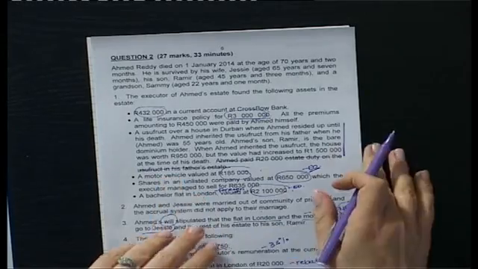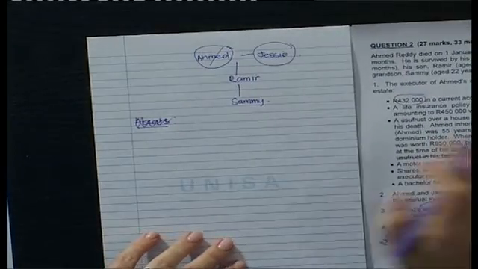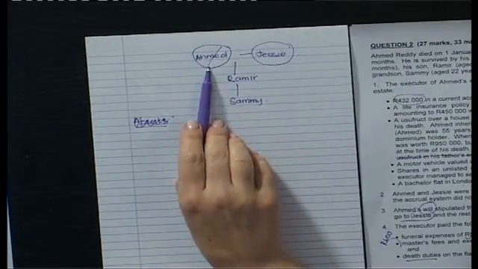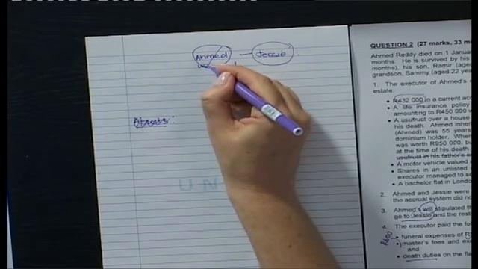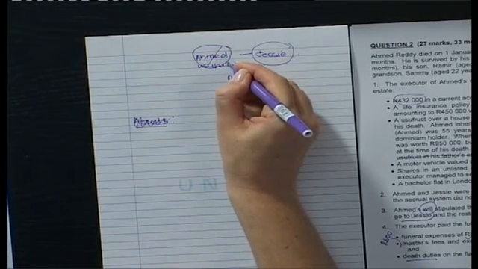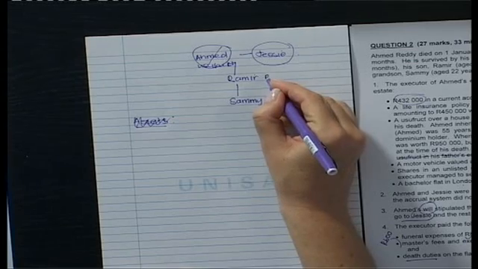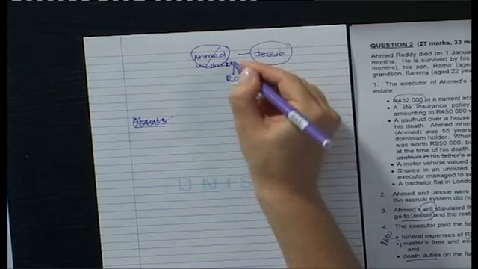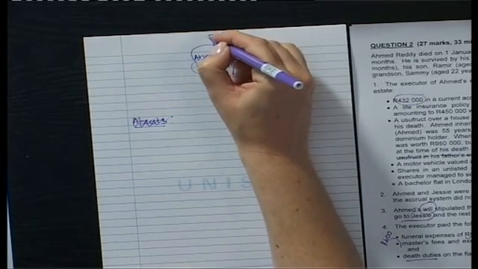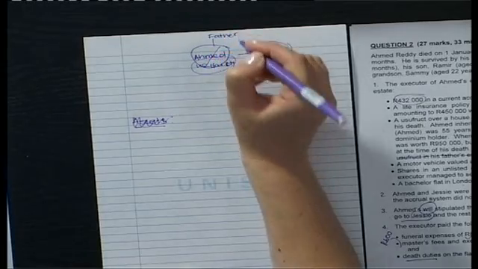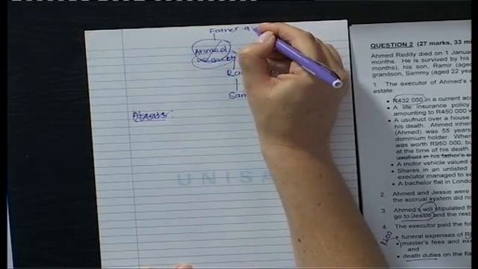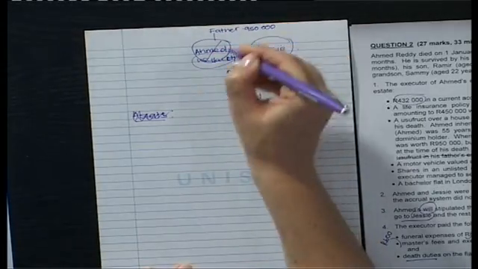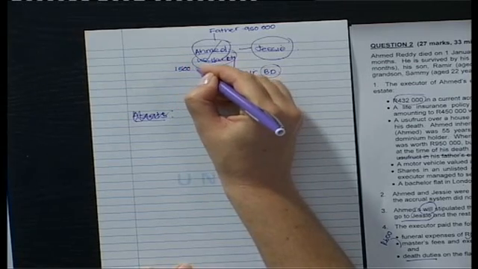Okay, so let's go back to our little diagram. The parties involved here are Ahmed. Ahmed is the usufruct holder. Ramir is the bare dominium holder. Ahmed got it from his father. At that time, the property was worth 950. It is now worth 1.5 million Rand.